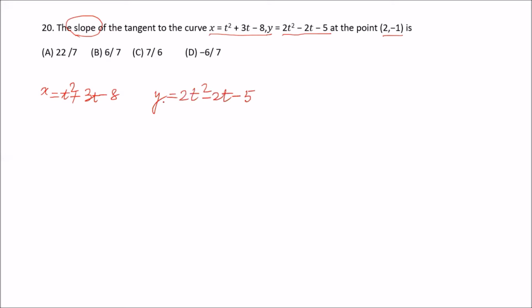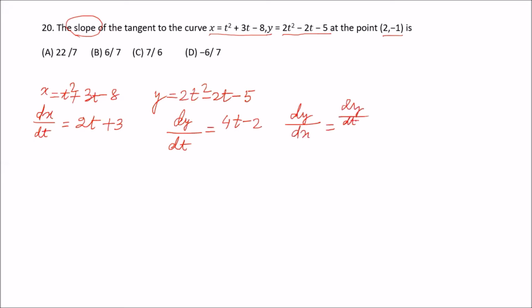So we can get dx/dt, because this is parametric form. It will be 2t plus 3, and dy/dt is how much? 4t minus 2. Then what will be dy by dx? Dy by dx is equal to, you know that, dy/dt upon dx/dt. So what is the answer? Answer will be 4t minus 2 by 2t plus 3.